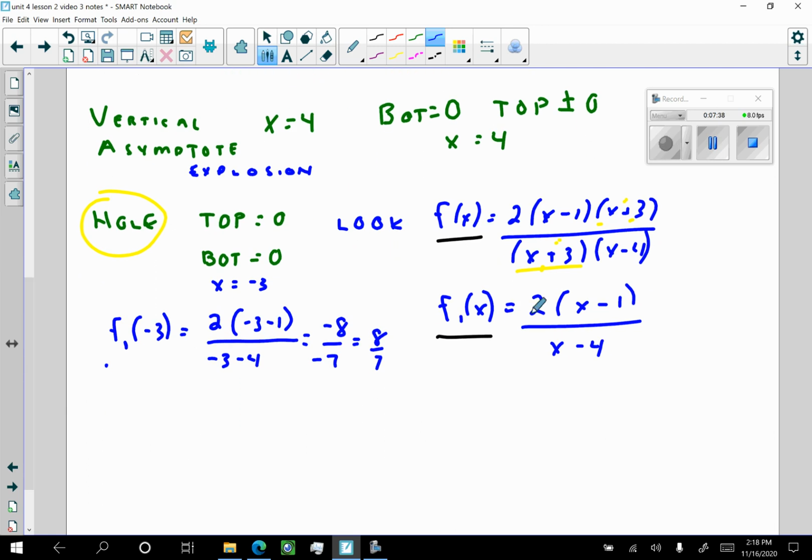So I put -3 into this. -3 minus 1 is -4. 2 times -4 is -8. -3 minus 4 is -7. I think I'm right. So what does that tell me? That tells me there's a hole at this guy right here.